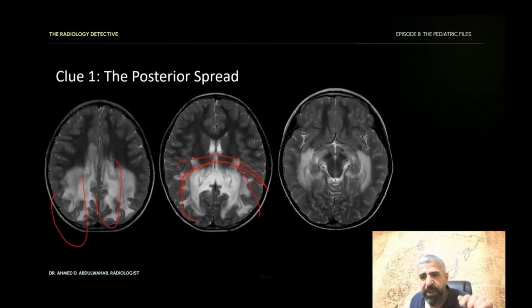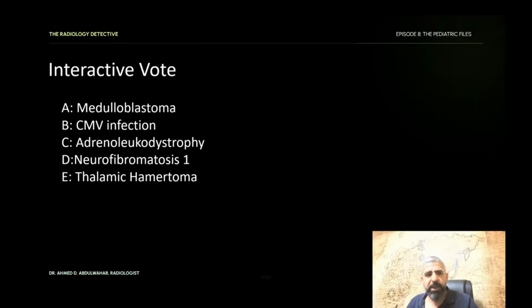If you look carefully, there is a thin, dark leading edge of active destruction, just right here and right here. This is a white matter nightmare. Can you guess who's the criminal? Is it A, medulloblastoma, B, CMV infection, C, adrenoleukodystrophy, D, neurofibromatosis type 1, and E, thalamic hamartoma?